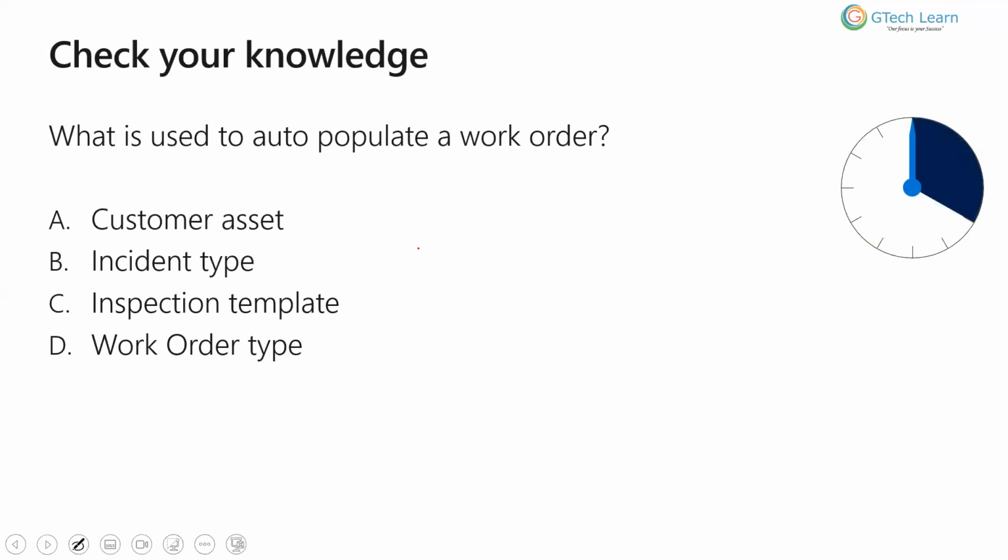What is used to auto-populate a work order? Whether it is going to be your option A, customer asset, option B, incident type, option C, inspection template, or option D, work order type. So let me start the timer here and get your answers on the chat box.